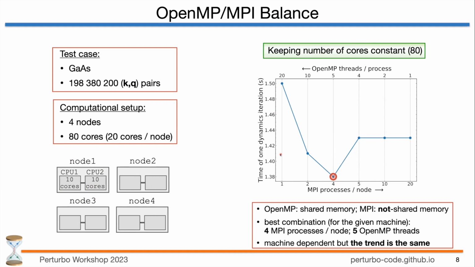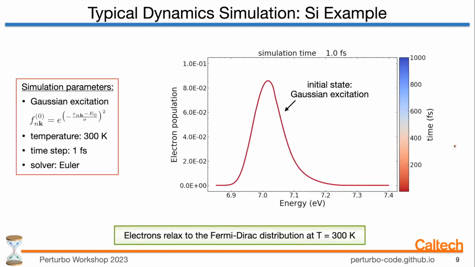So this trend is totally machine dependent. It depends on many factors. That's why I wanted to warn you a little bit and to suggest running this kind of calculation just once for a new machine. That might save you a lot of computational time in some cases.